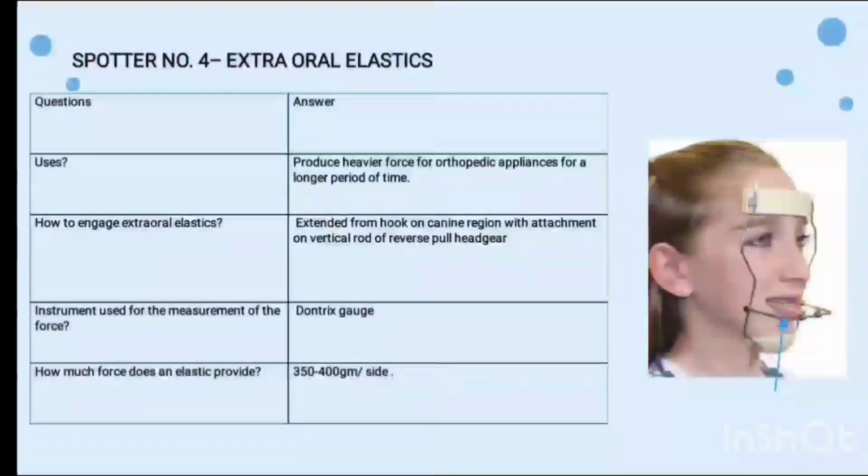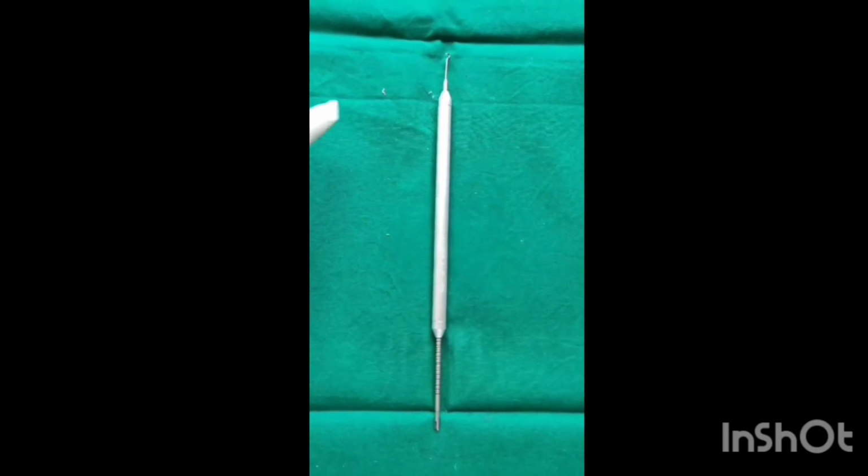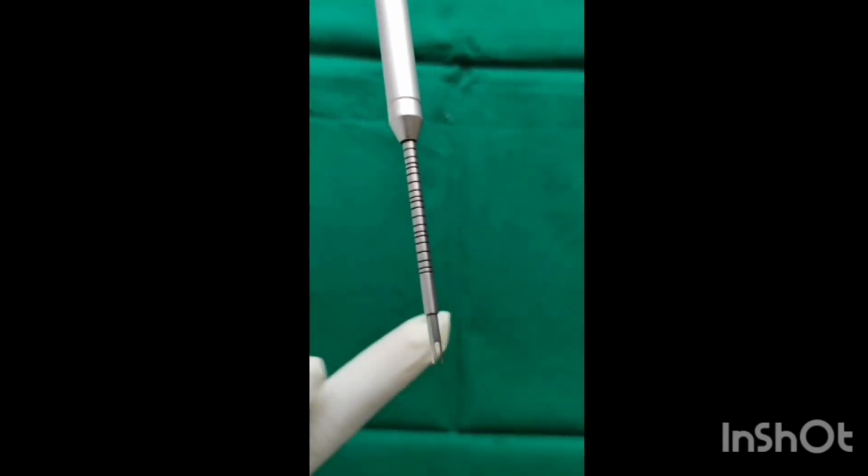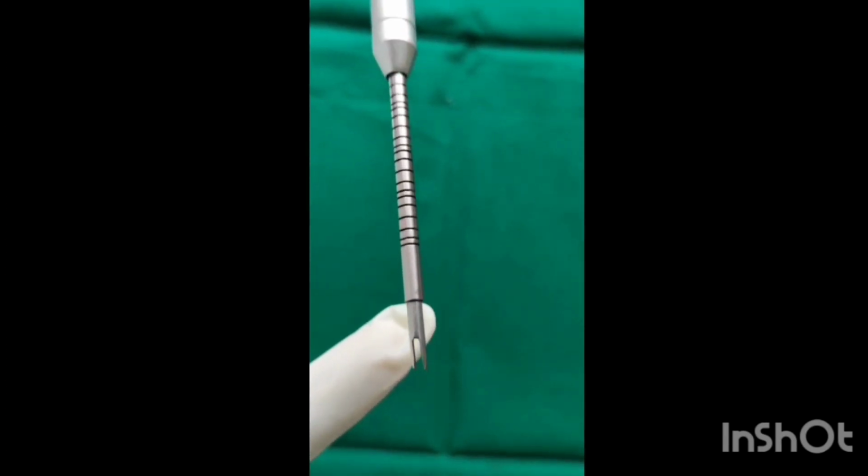The instrument used for the measurement of the force is Dontrigs gauge. And how much force does an elastic provide? It provides up to 350 to 400 gram per side. This instrument here is called Dontrigs gauge. It is used to measure force of elastics, arch wires, coil springs.